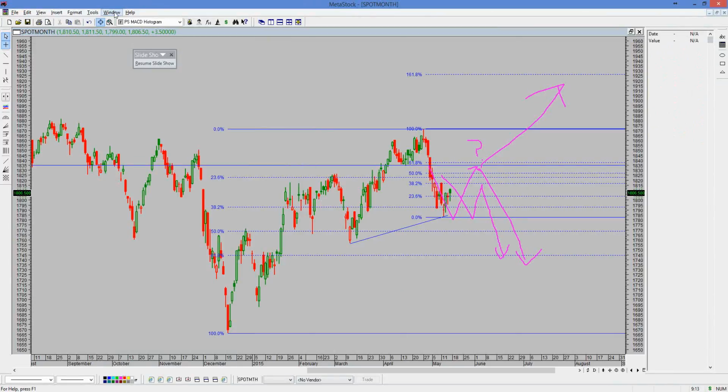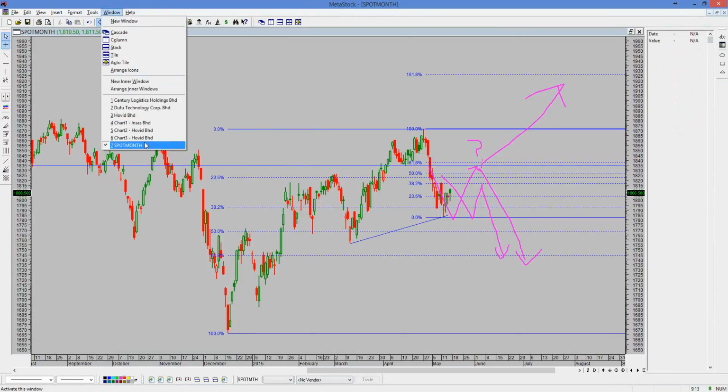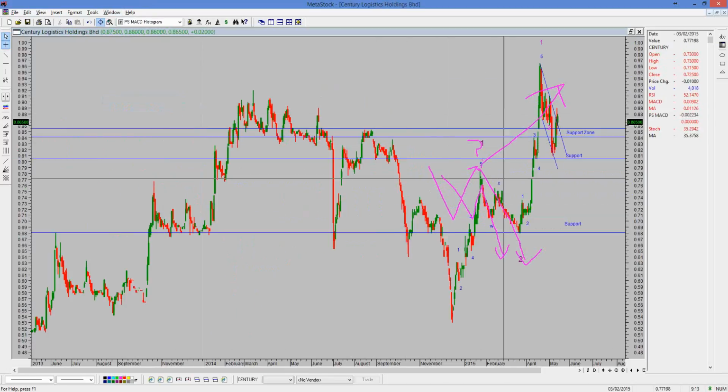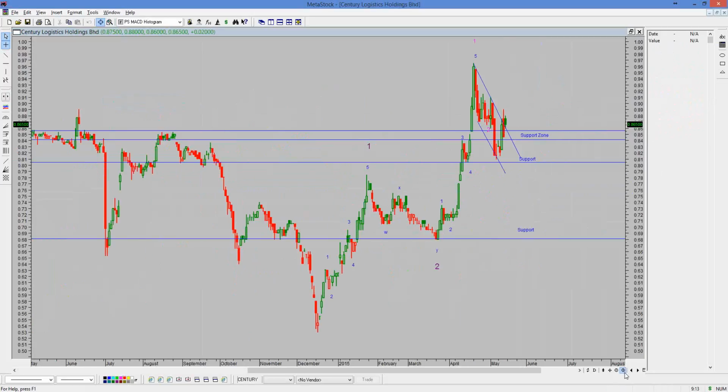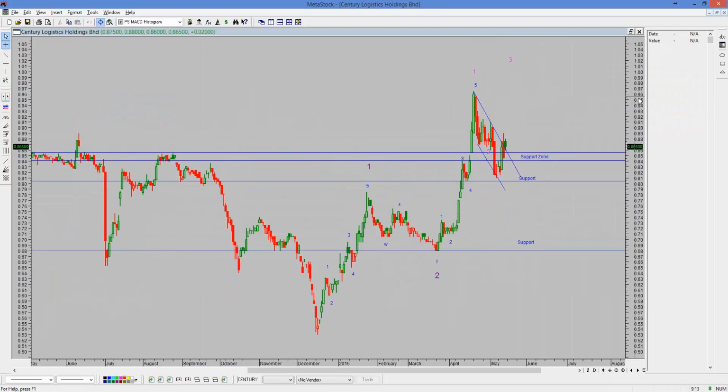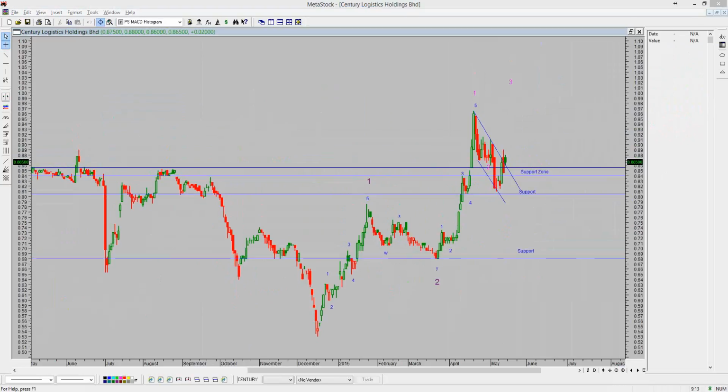Okay, my first topic I will go through is Century. I explained before, based on my previous sharing, that in the big picture, Century has two potential wave counts.